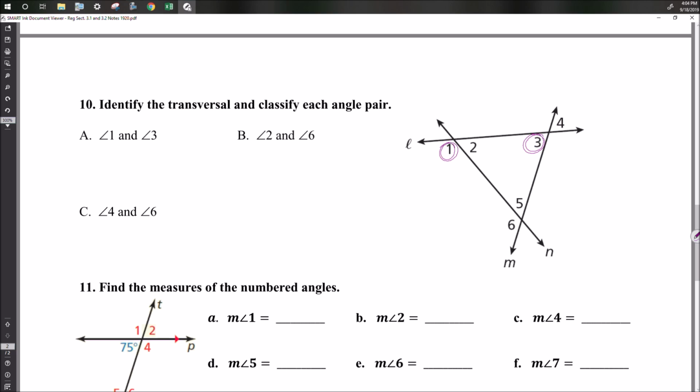In order to be the transversal, it must be a line that touches or forms both of those angles. So looking at line N, I notice line N only forms this part of angle 1. Line N doesn't have anything to do with angle 3. So my transversal is not line N. Line M only touches angle 3, so line M is not the transversal. Our transversal has to be line L, because line L helps form angle 1 and angle 3. So our transversal is line L.